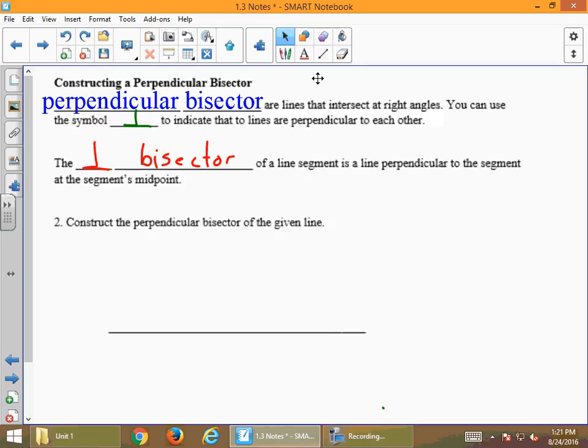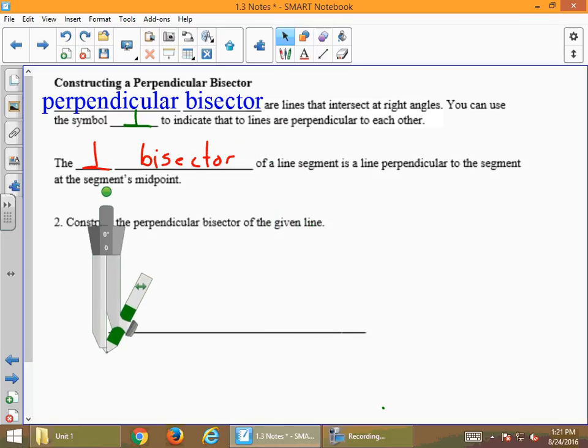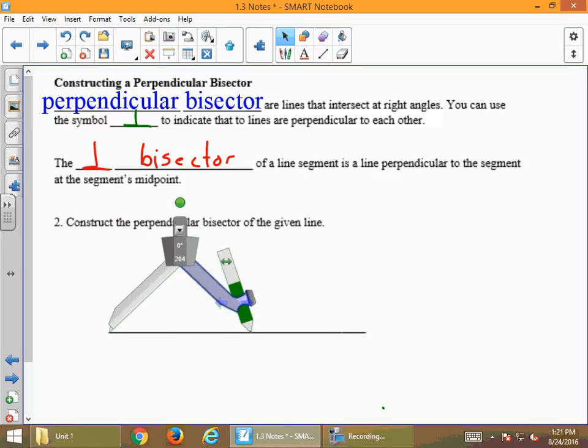So let's try this one out. We haven't done this one yet. We haven't done a perpendicular bisector yet. So let's see if we can figure this out. All right. Compass, engage, nice green. What you do here is this. Take your compass, put it on one of the endpoints. Open the compass past halfway.